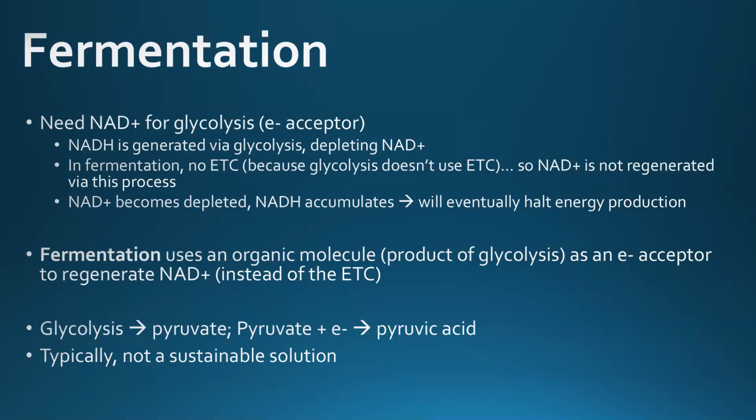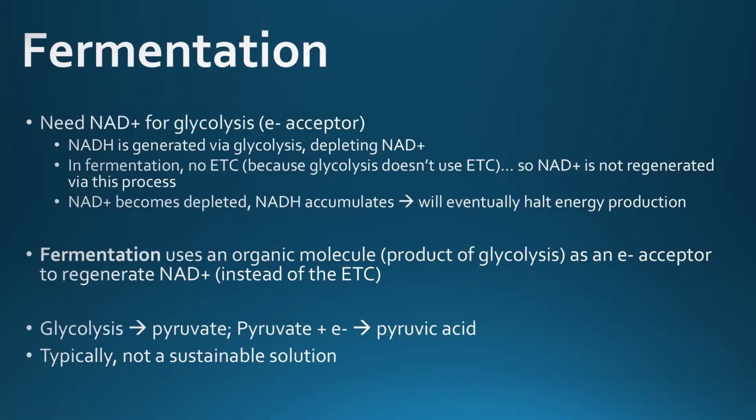Remember that during the process of glycolysis, we're going to produce electrons, so we have to have NAD+ there to pick up the electrons. NADH is generated via glycolysis, remember, because you're reducing the NAD+ to produce NADH. In fermentation, there's no electron transport chain because glycolysis does not use the electron transport chain, so NAD+ is not regenerated. NAD+ becomes depleted, NADH accumulates, and that will eventually halt energy production. You do not want that to happen in a cell or in you as an organism.